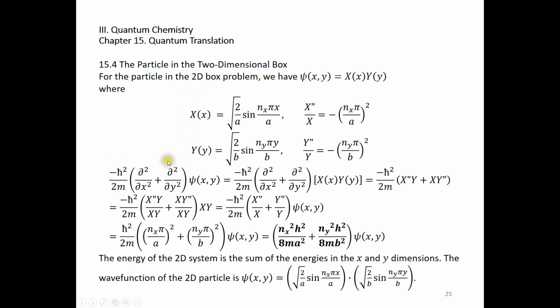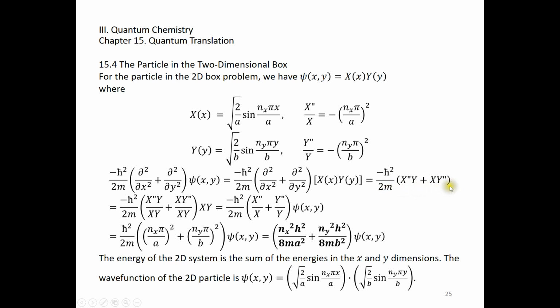We apply the kinetic energy operator to the wave function this way, and then we apply this second derivative operator to x times y. We'll apply this second derivative operator also to x and y. But remember, this y is independent of x, this x is independent of y, and therefore we get this expression. It's negative h bar squared over 2m, and then the second derivative of x times the function of y, and also we have x times the second derivative of the y function.